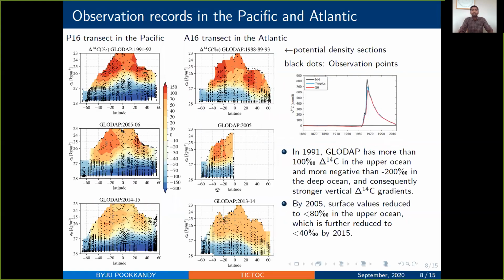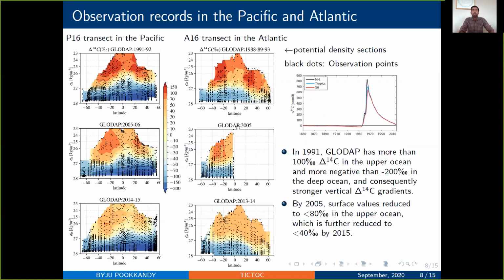Now we show the observational records in the Pacific and Atlantic. A number of oceanographic surveys have been conducted since the early 1970s, providing an indication of large-scale isotope distribution in the modern oceans. Here I show the two transects, one along 150 west in the Pacific, the P16 transect, and one along the A16 in the Atlantic from 70 north to 70 south.